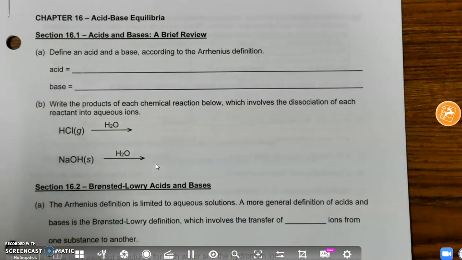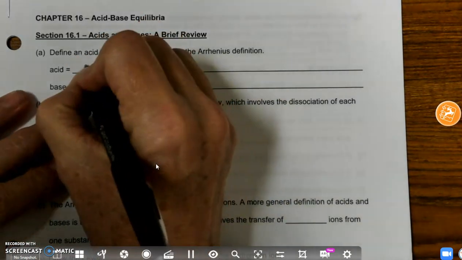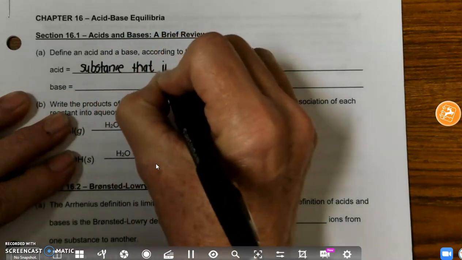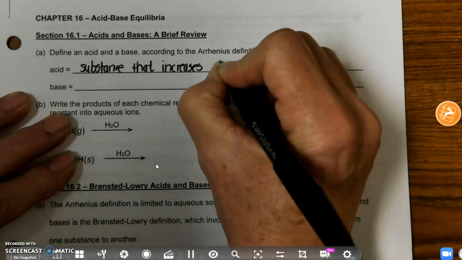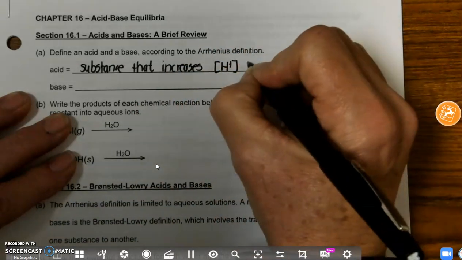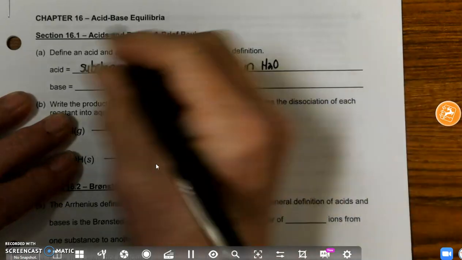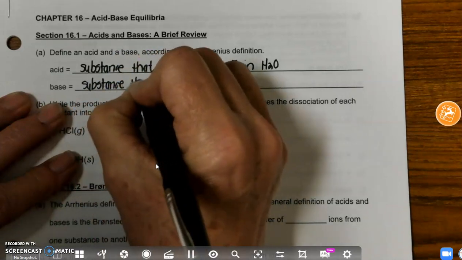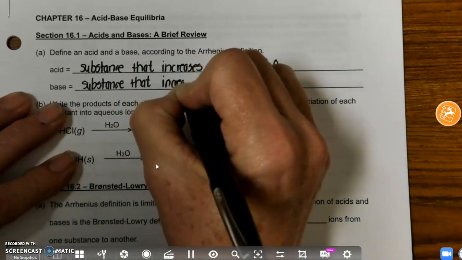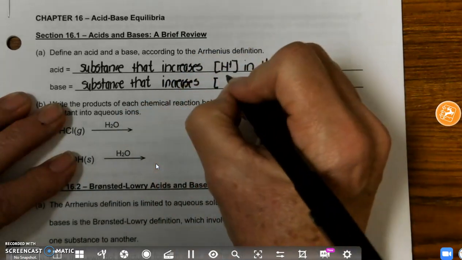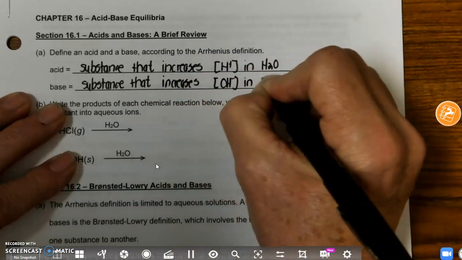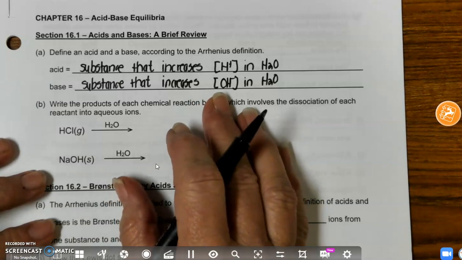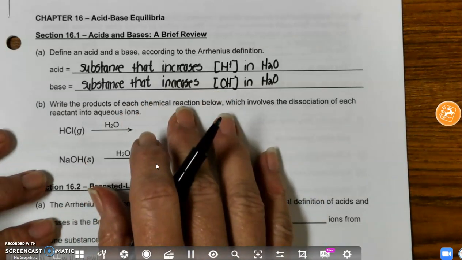An acid is going to be a substance that increases the concentration of hydrogen ion in water. And a base is going to be a substance that increases the concentration of hydroxide ions in water. So these are what we're most familiar with, right? Whenever we see hydroxide as the anion, we know that that's a base, and that's true here as well.